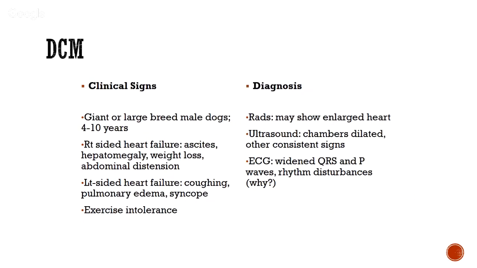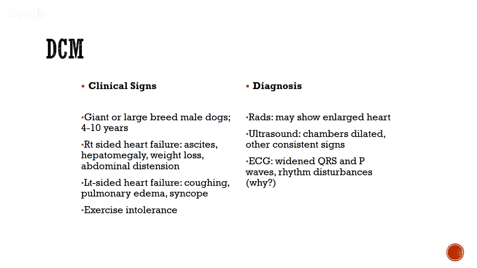DCM, or dilated cardiomyopathy, again, is in giant, large breed male dogs, usually from 4 to 10 years of age. We'll see both right and left sided heart failure more commonly in dilated cardiomyopathy. We see right sided heart failure, and that's because the right side of the heart, remember, has a thinner wall to begin with, and so it's much more likely to be enlarged first. So we'll see ascites, hepatomegaly, weight loss, abdominal distension.